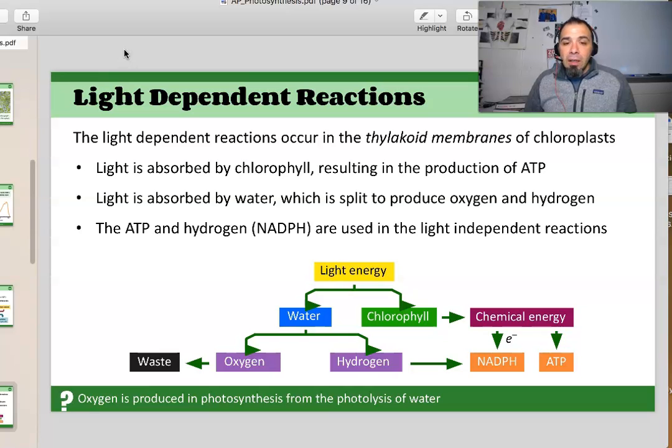So oxygen is produced in photosynthesis from the photolysis of water. So there's your light energy, it breaks up the water, right? That water's broken up, oxygen's a waste, hydrogen goes into the independent reaction, you get your chlorophyll, but everything going to the right is going to be used later. So you've got chemical energy, and you've got NADPH and ATP.